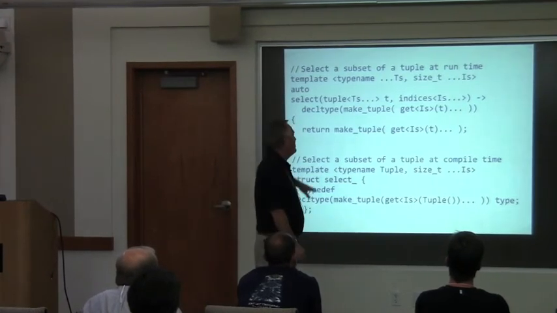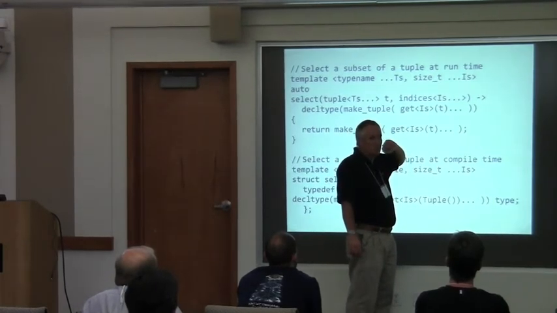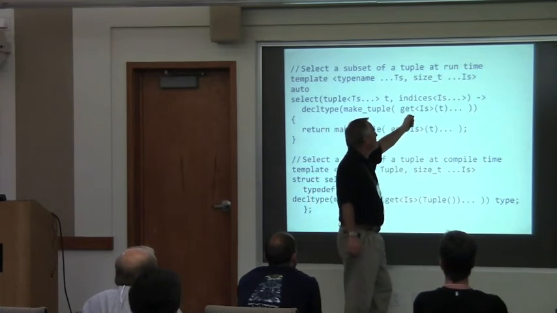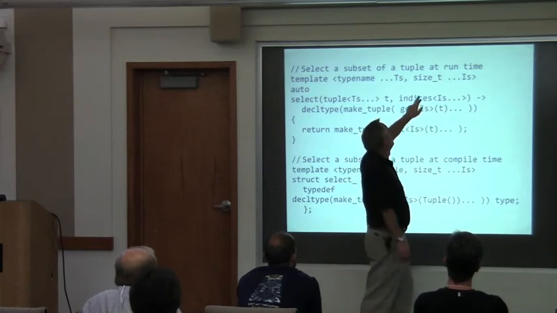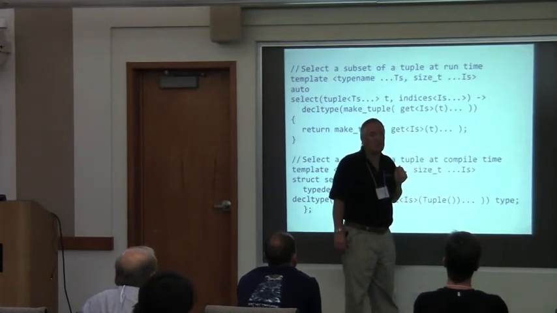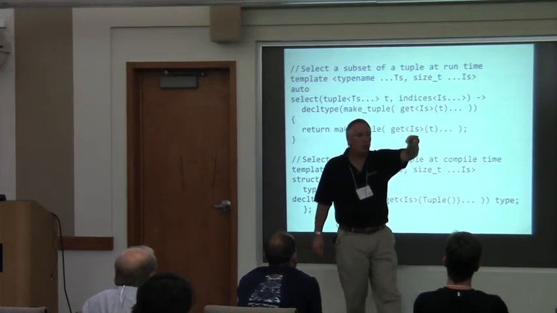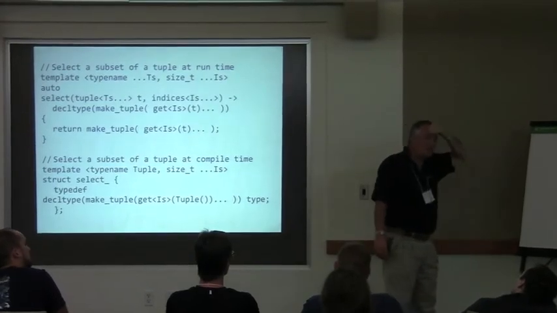Right. So if you got 0, 1, and 2 in the parameter pack IS, then you're going to get a get<0>, a get<1>, and a get<2>. That's what happens here when this gets expanded. This gets expanded into one call to get for each index in the IS sequence. And you were worried about the idea that if an index was in there more than once.